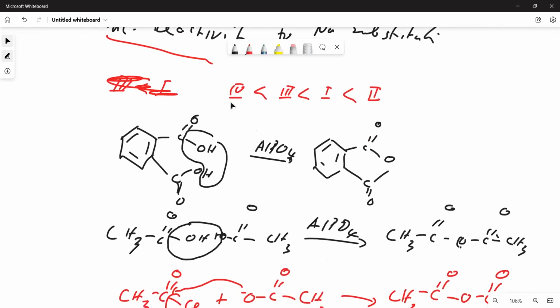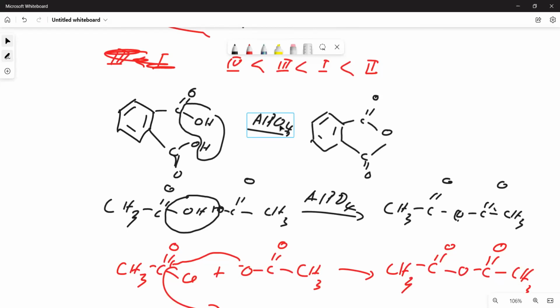Now, carboxylic acid can also undergo dehydration to form anhydrides. You just have to use a dehydrating agent like aluminum phosphate. Take, for example, this one. You call this phthalic acid, benzene with two carboxylic acids at the ortho positions. If you add a dehydrating agent, water will be removed as illustrated here, resulting in the formation of what you call phthalic anhydride.